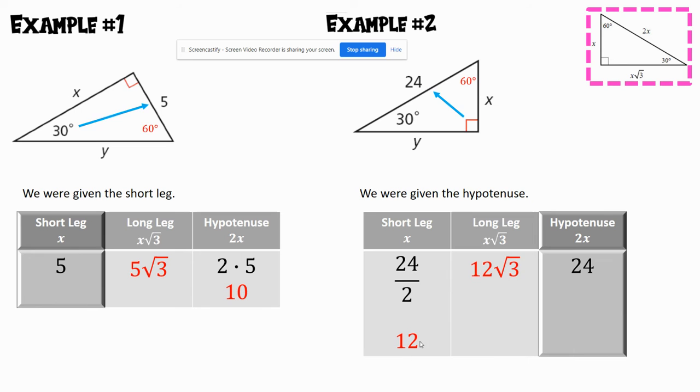And once you have that short leg, it is so smooth. I've got to find that last side of the triangle, which is the long leg. I find it by taking whatever the short leg was, which was 12, and multiplying by the square root of 3. So my side lengths: my short leg is 12, the long leg is 12 root 3, and the hypotenuse was 24.